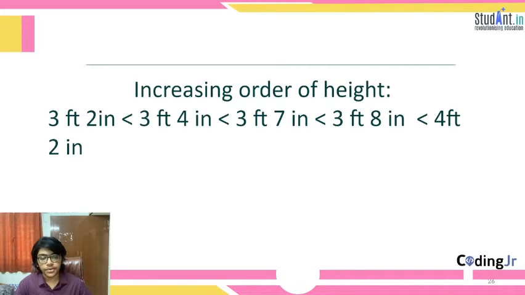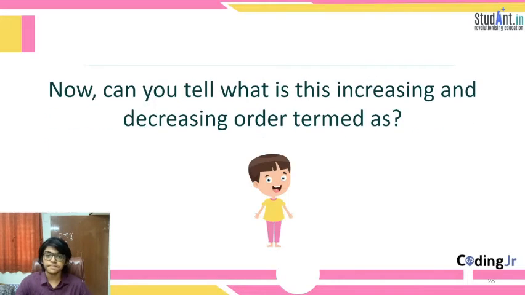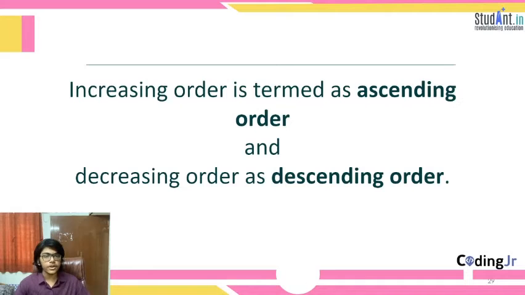Okay, so the increasing order is 3 feet 2 inches is less than 3 feet 4 inches is less than 3 feet 7 inches is less than 3 feet 8 inches is less than 4 feet 2 inches. And the decreasing order is 4 feet 2 inches is greater than 3 feet 8 inches is greater than 3 feet 7 inches is greater than 3 feet 4 inches is greater than 3 feet 2 inches. For those of you who don't know, increasing order is termed as ascending order, and decreasing order is termed as descending order. This is because in English, to ascend means to go upwards, and to descend is to go downwards. So it's termed as ascending order and descending order.